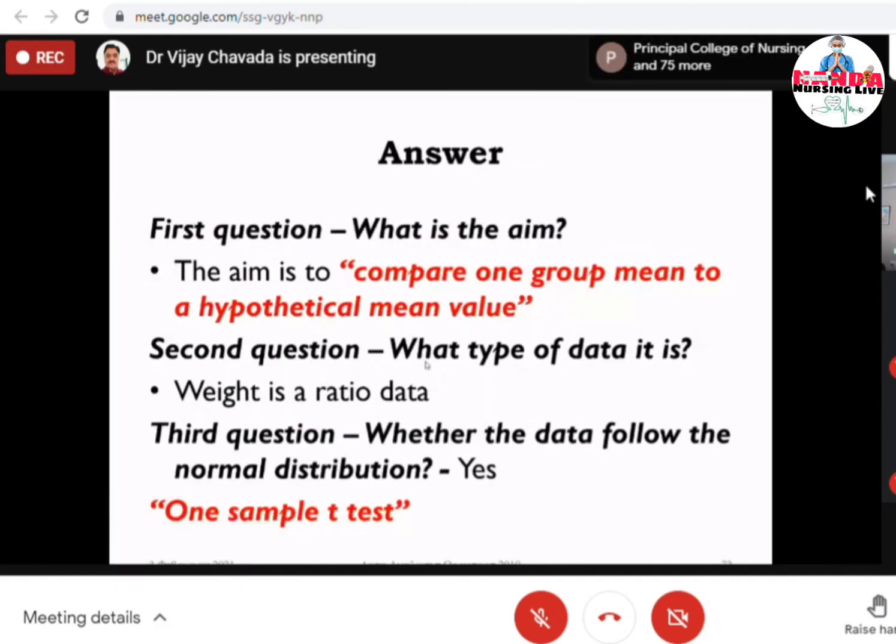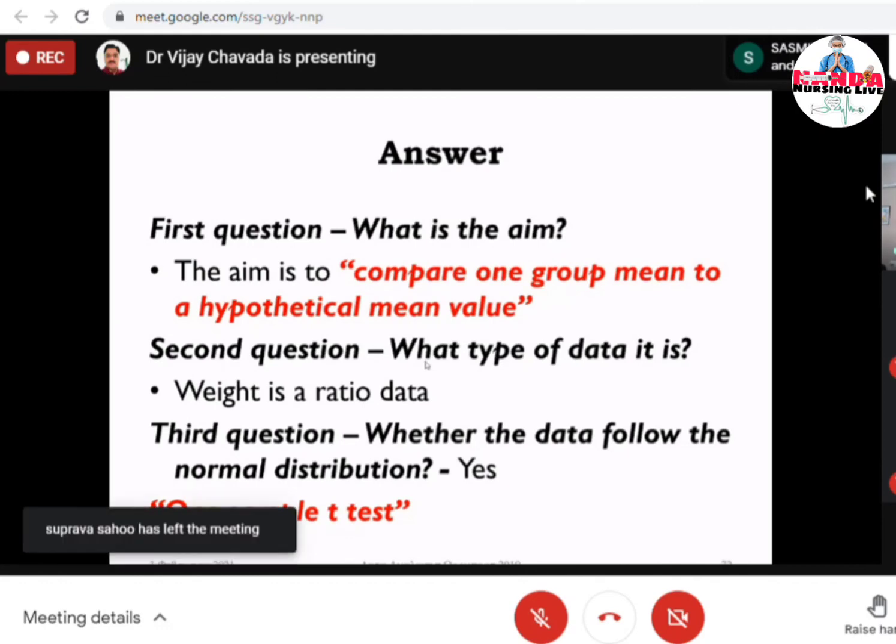The first question that comes to mind is, what is the aim? The aim is to compare one group mean to a hypothetical mean value. The next question is what type of data it is. Weight is ratio data. Then, whether the data follows the normal distribution or not. If yes, you follow one sample t-test. It is simple, right? But the right question should click in your mind.